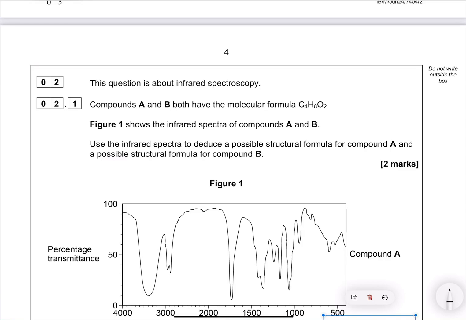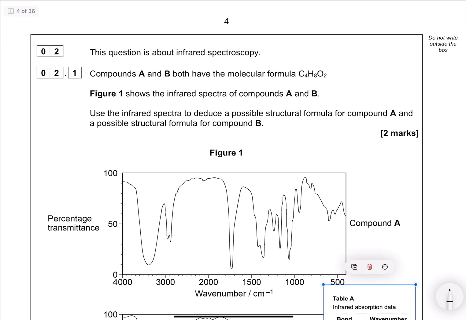This question is about infrared spectroscopy. Compounds A and B both have the molecular formula C4H8O2. Figure 1 shows the infrared spectra of compounds A and B. Use the infrared spectra to deduce a possible structural formula for compound A and a possible structural formula for compound B.